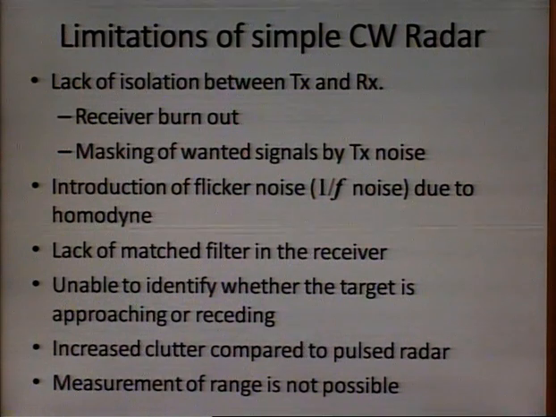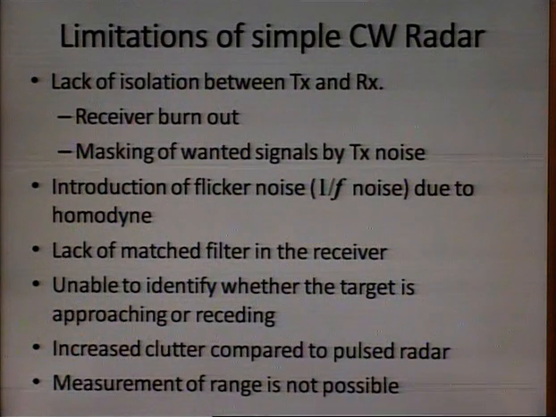Limitations of simple CW radar. CW radar has some limitations: lack of isolation between transmitter and receiver, the receiver can be burned out, masking of the wanted signal by transmitter noise, introduction of flicker noise due to homodyne, as it is not pure heterodyne, lack of a matched filter in the receiver, inability to identify whether the target is approaching or receding, as simple CW can't find it out, and increased clutter compared to pulse radar. Clutter is a form of noise.